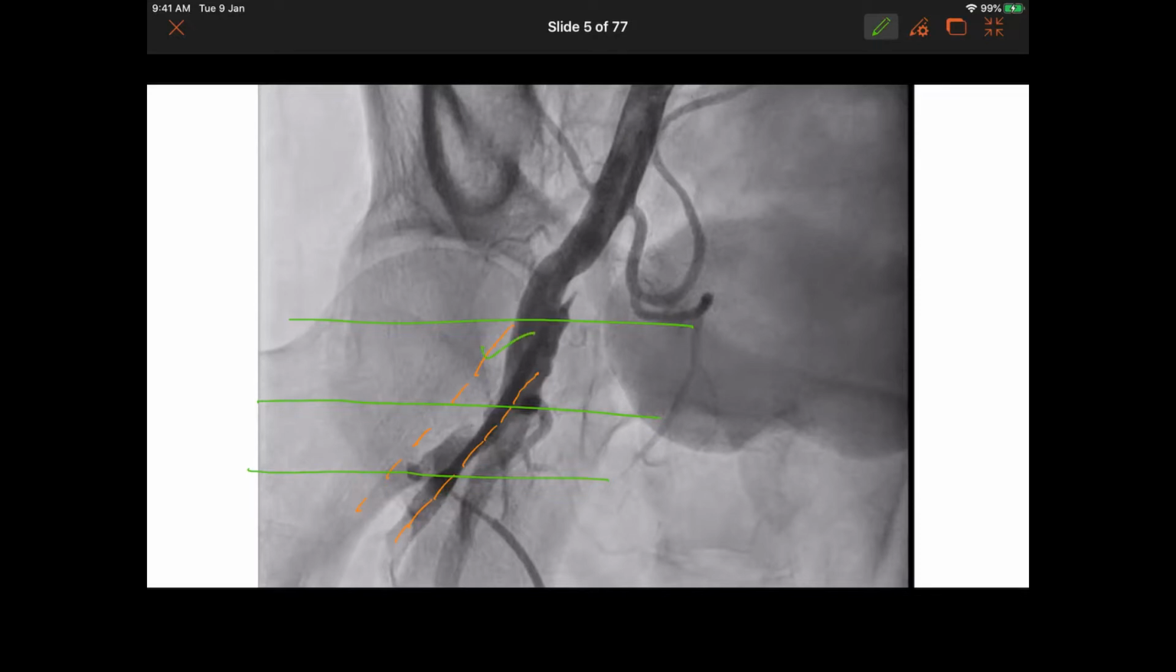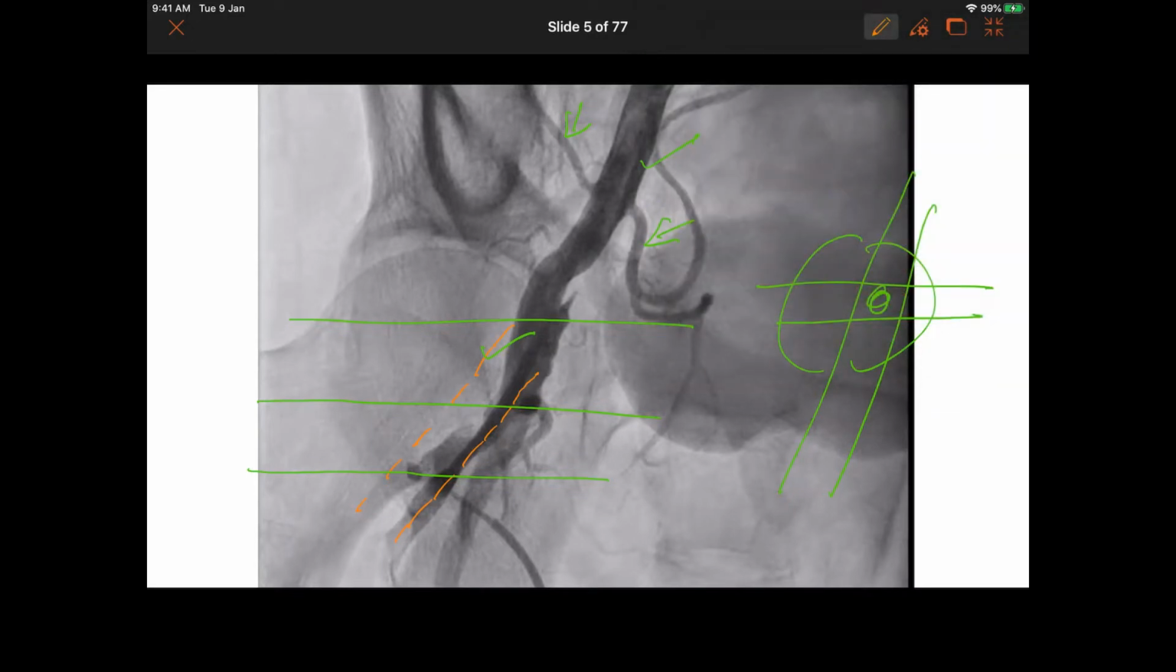Since this is an RAO view, you are seeing the artery anteriorly placed. But if it is an AP view, the artery is almost in the center of the head of the femur. And if you see the branches, as you know, before the external iliac artery continues as the common femoral artery, it gives the inferior epigastric artery and the deep circumflex iliac artery.